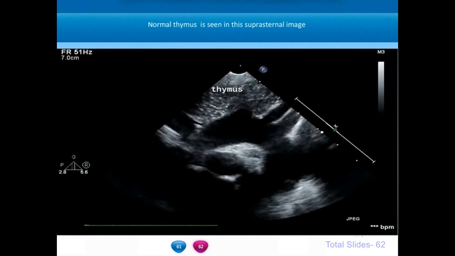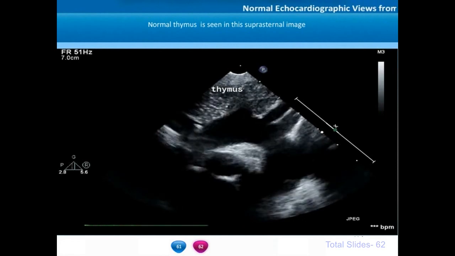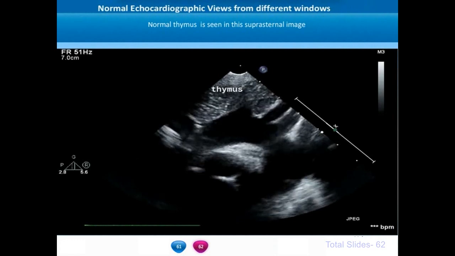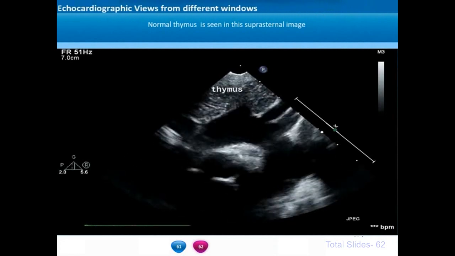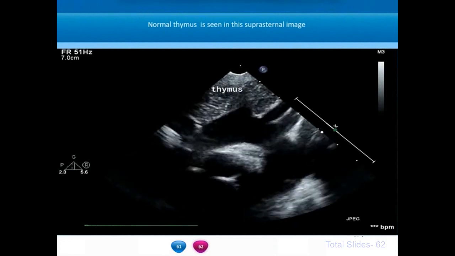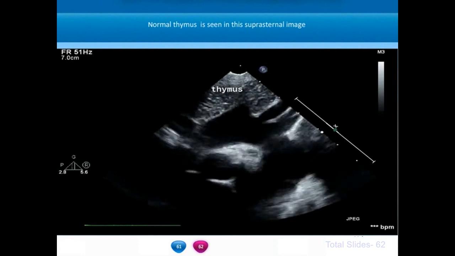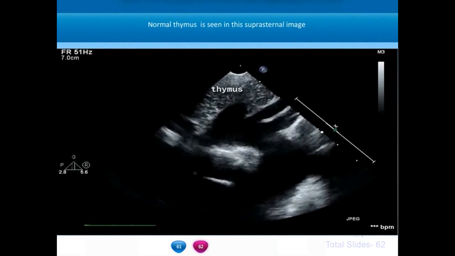With the description of all these views, starting from subxiphoid coronal plane cut, followed by subxiphoid sagittal plane cut, then moving on to apical four chamber view, and then the parasternal long axis and short axis view, and finally terminating in the suprasternal view, we will be appreciating all the cardiac structures that are important in assessment of any congenital or structural heart disease.